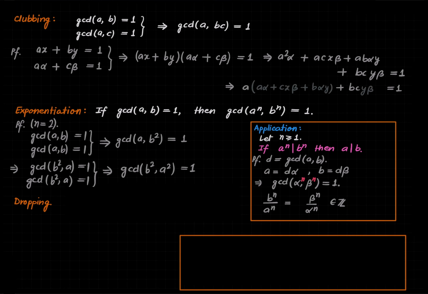Okay. And at least one more thing that we want to do today. This is something that I call the dropping property. Suppose A divides BC and A and B are relatively prime, then the only reason A divides BC is that A divides C. You can drop the one that is not interacting with A, so to say. Okay? So, let's see why.